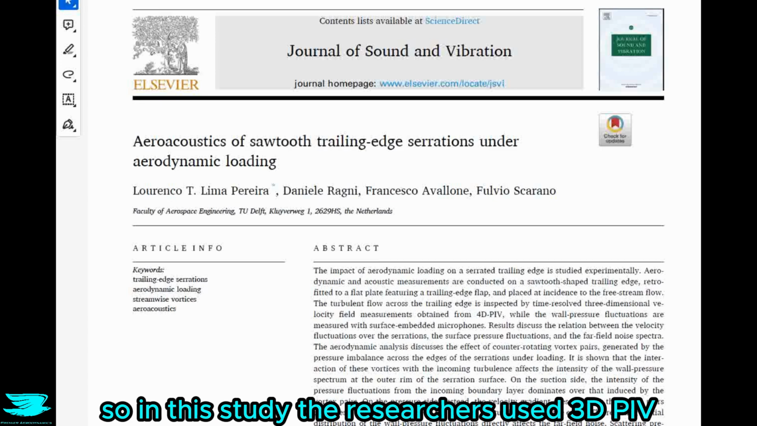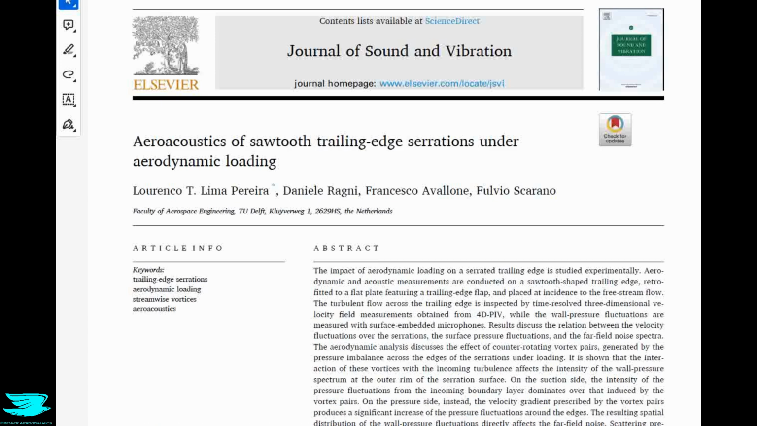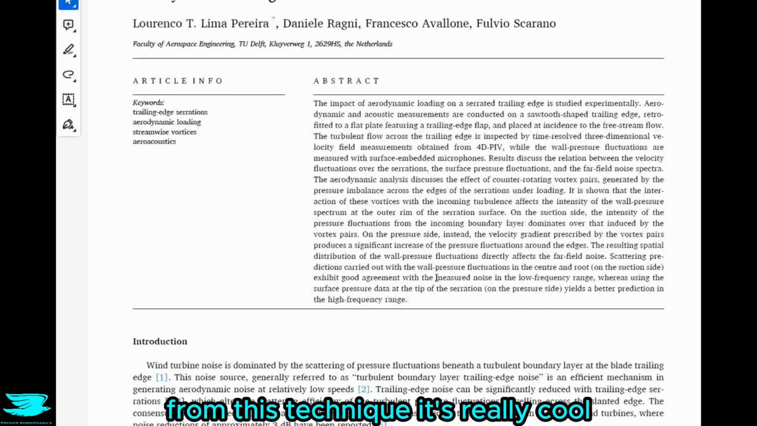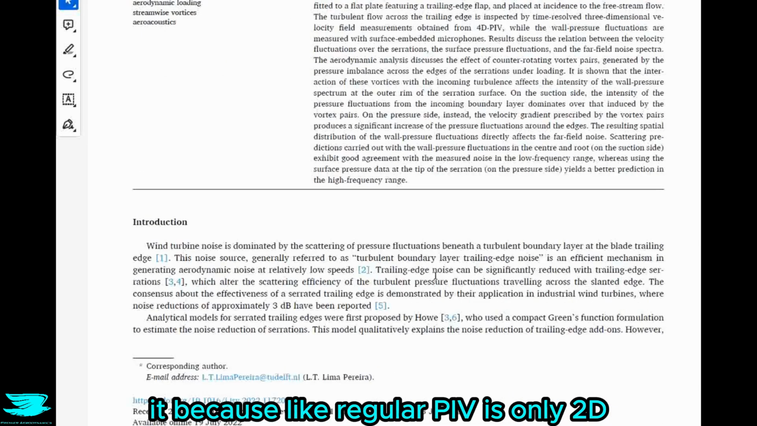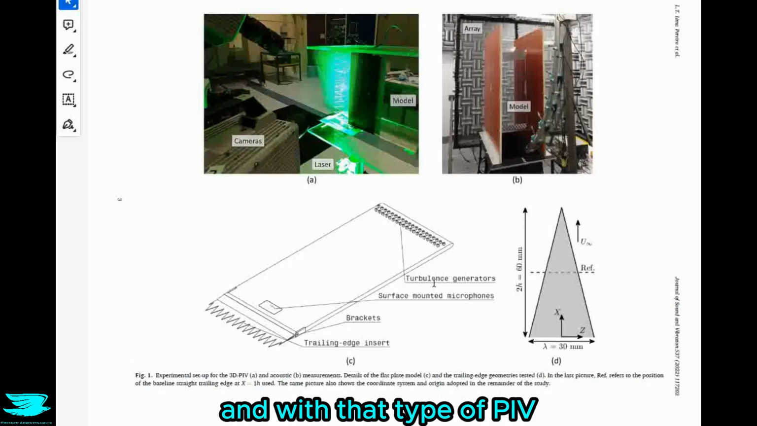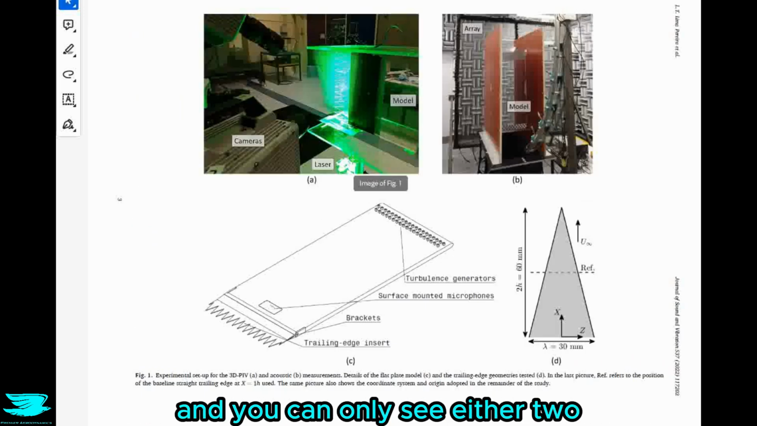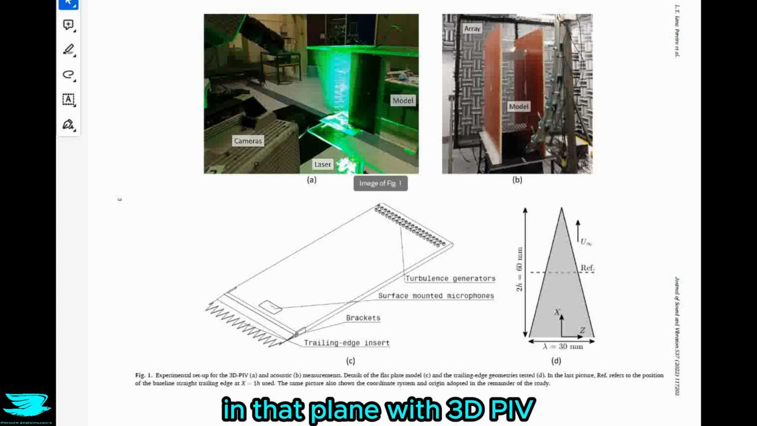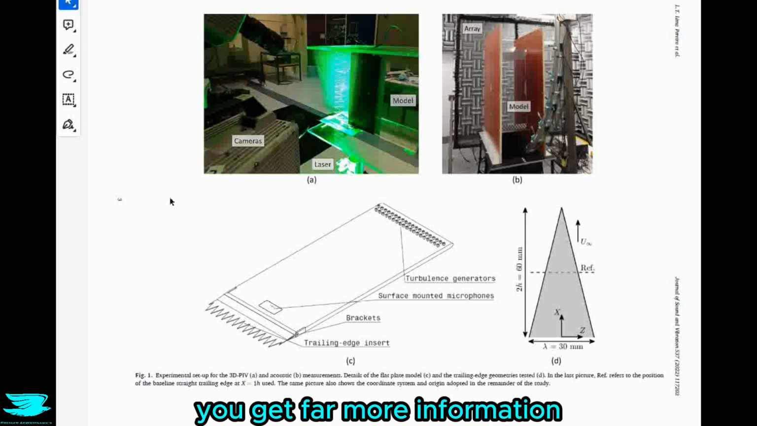So in this study, the researchers used 3D PIV, so you can actually reconstruct the entire velocity field from this technique. It's really cool. Because regular PIV is only 2D, and with that type of PIV, you can only have one plane going through, and you can only see either 2 or 3 components of the velocity at that plane. With 3D PIV, you get far more information, and you can see where the flow goes in this volume in time and how it evolves.